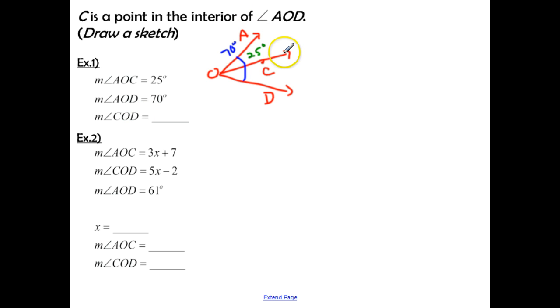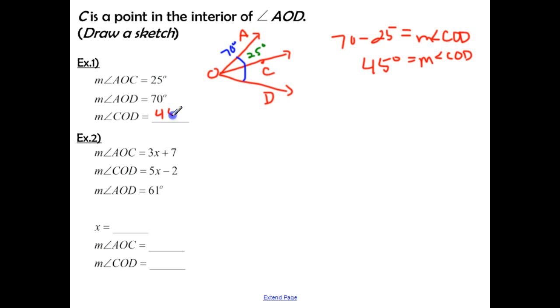So we know that the 2 smaller ones together make the bigger one. We have the bigger one and one of the smaller ones. So instead of adding the angles, we can actually use subtraction to find the answer. So we have the big angle, and if we subtract one of the smaller ones, we should end up with the other one, which is the measure of angle COD. So 70 minus 25, that's going to give us 45 degrees equals the measure of angle COD. So our answer here is going to be 45 degrees.